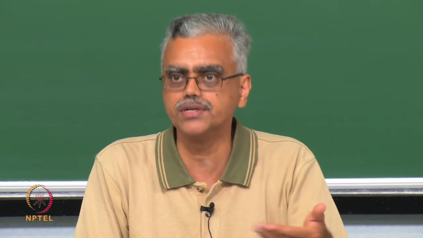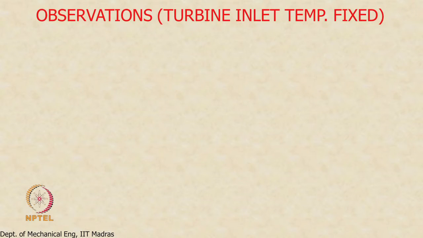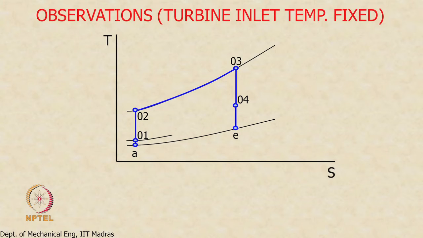What we are going to do next is, keeping turbine entry temperature fixed, we will look at the effect of changing the pressure ratio, increasing the pressure ratio. So we will keep the turbine inlet temperature fixed. This is the basic cycle that we saw earlier. So what we are going to do now is keep T03 the same, and we will increase the pressure ratio. So let us see what happens.